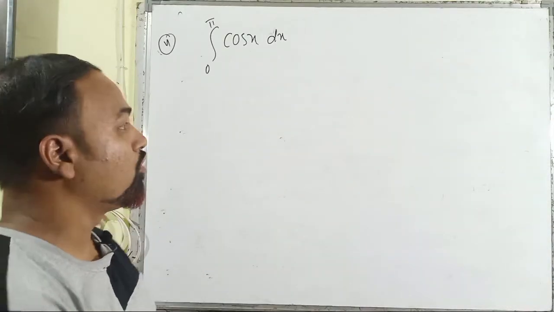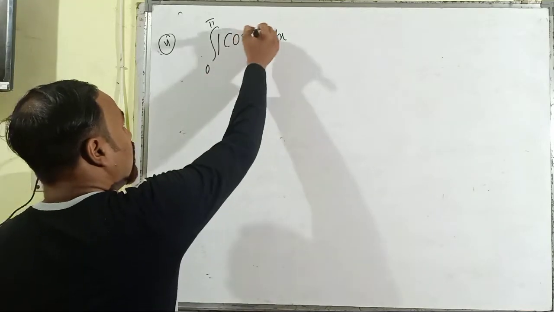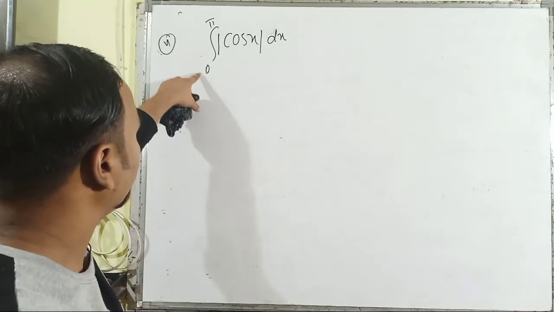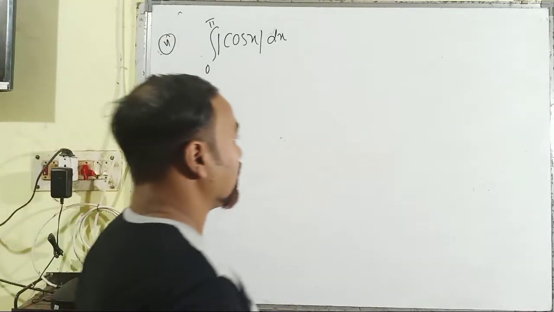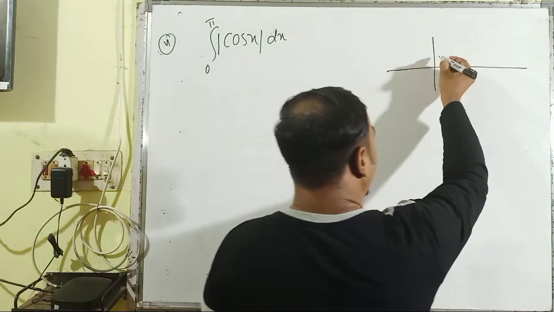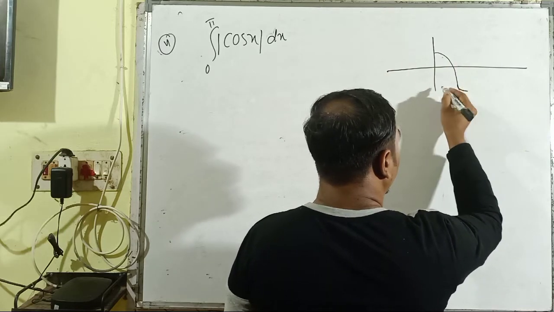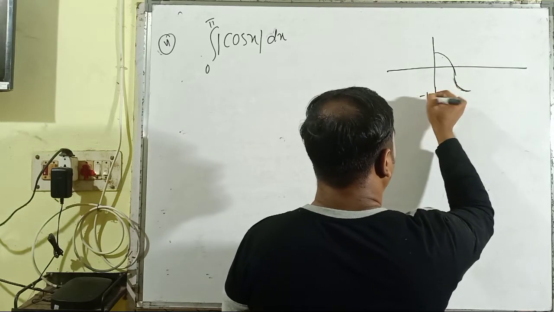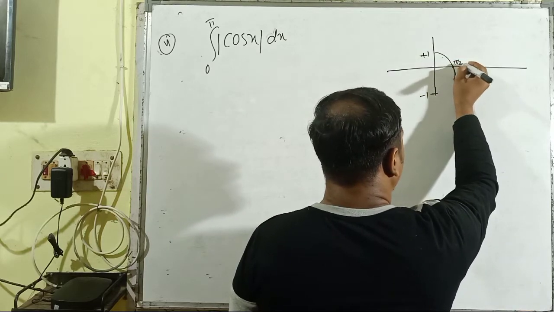So here it is the number 4 problem, and the problem is that we have to integrate the modulus of cos x with respect to x, from the lower limit 0 to the upper limit pi. Before going to that, let us take the graph of the cosine function, and you can see that here it is the point pi by 2.